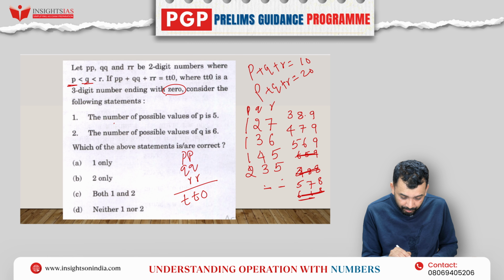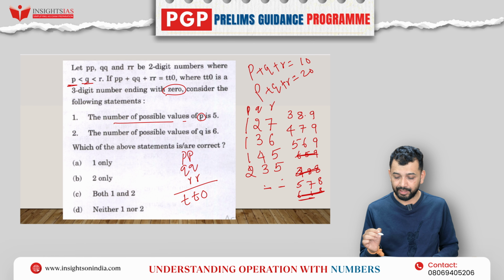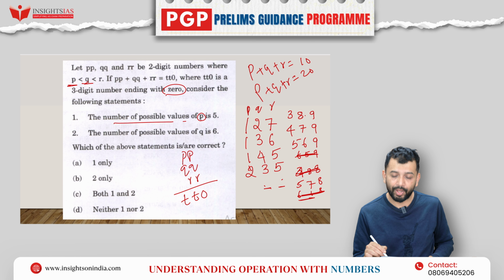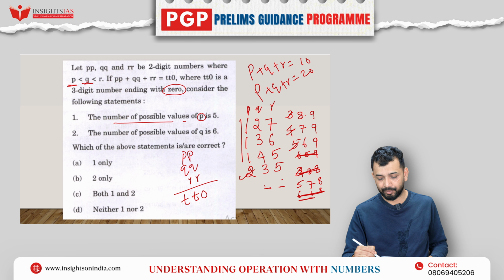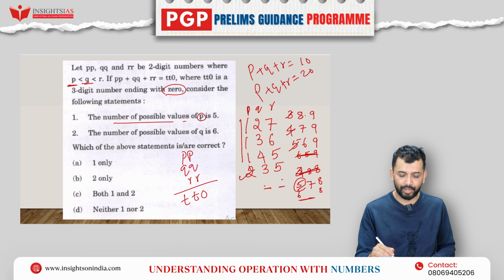Now what is the question? Number of possible values of P is 5. How many different values of P are there? P is having 1, P is having 2, P can be 3, P can be 4, P can be 5. In both the cases it is 5. So P cannot be 6. So the total number of possible values for P is 5.